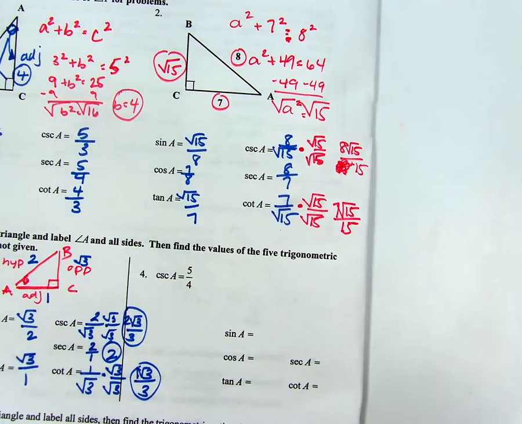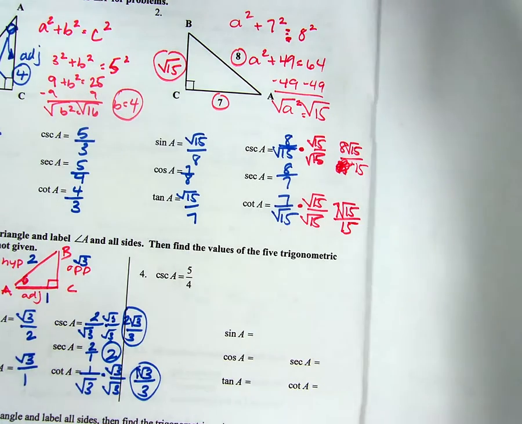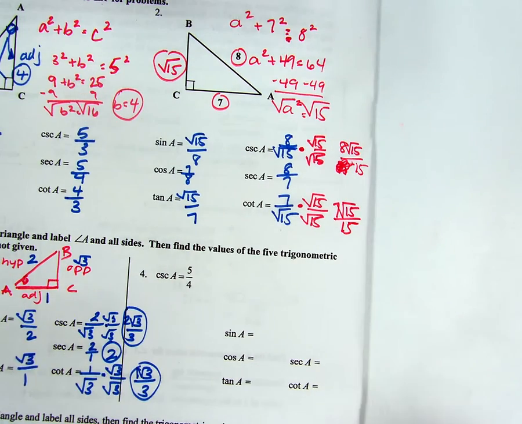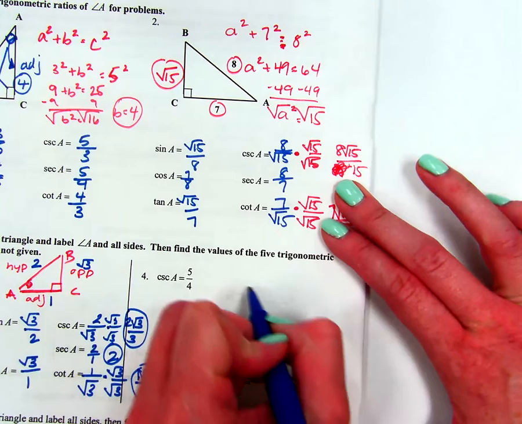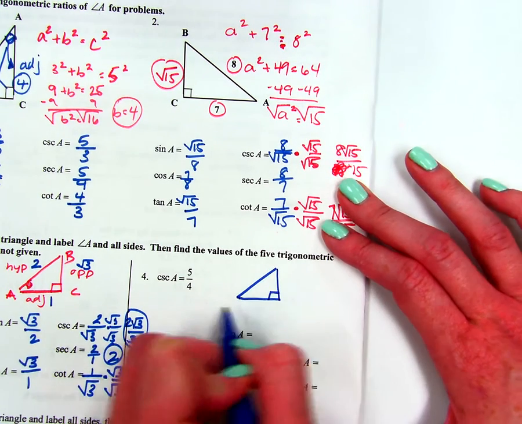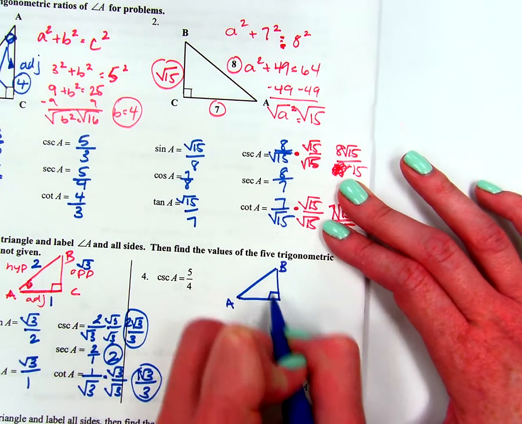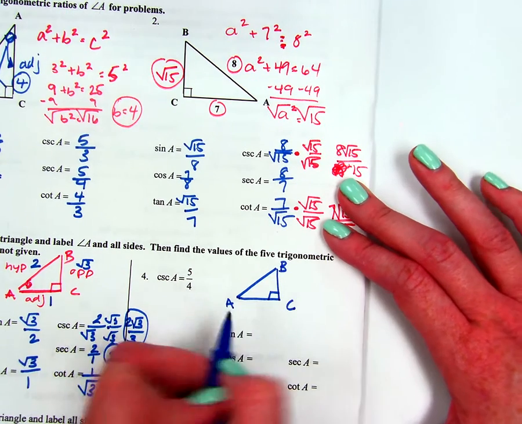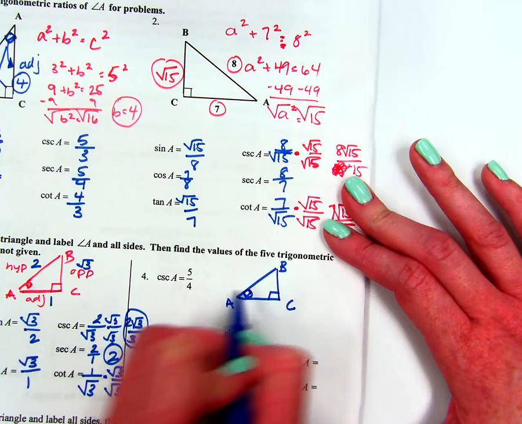Same thing for 4. So if you're comfortable, go ahead and pause it, and you can try to do 4 on your own. If not, go ahead and follow along with me. We're doing the same thing again. So we're going to draw out our triangle, label our right angle. I'm going to do an ABC triangle again. So I'm going to label my theta. That's going to be the first thing I do.